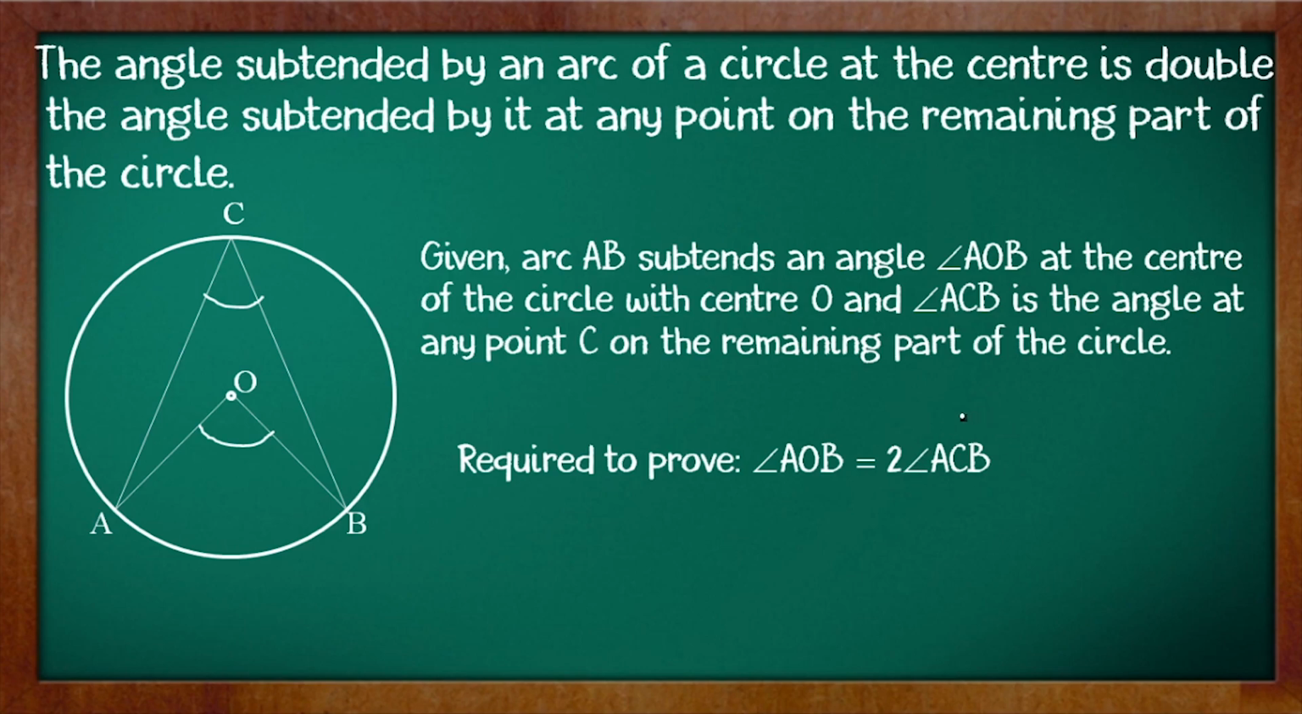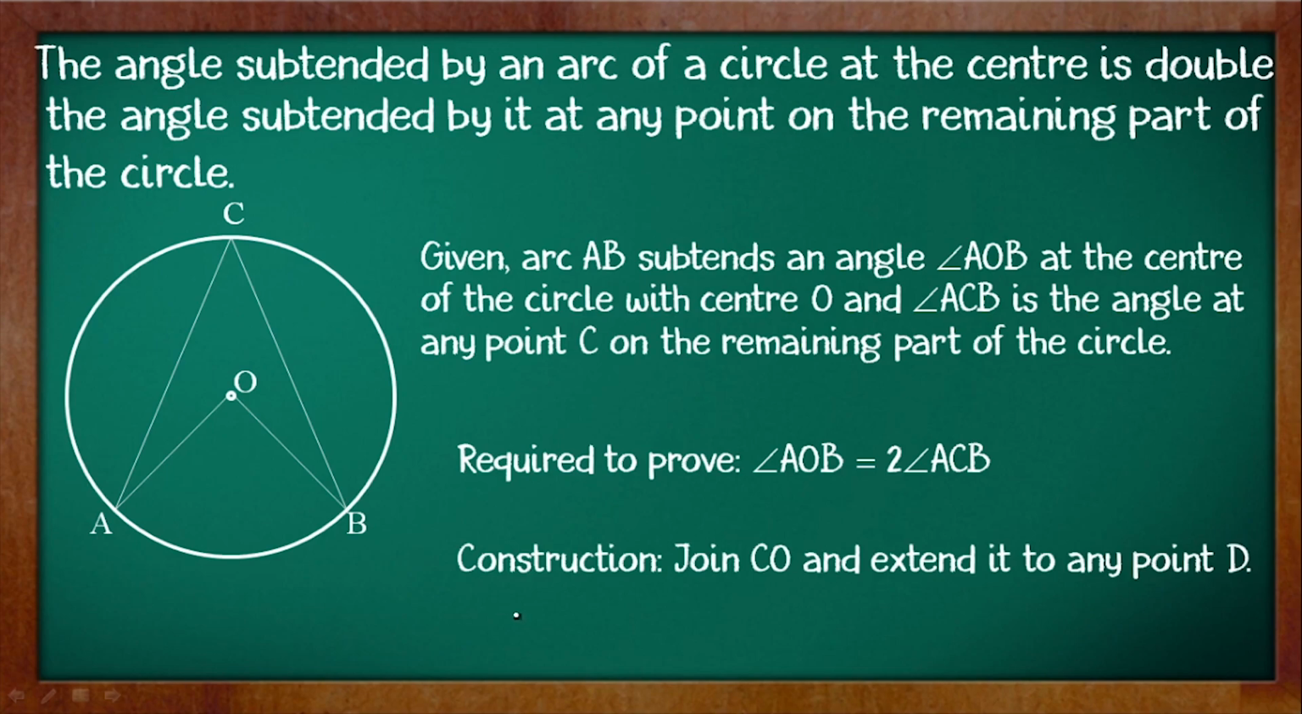Okay, so now to prove this, whatever is given is not sufficient. So what we will do is construct a line. So let's see the construction. In construction, we'll join CO and extend it to any point D. So we'll be joining these two points C and O, and we'll extend the line to some point D. So this is the line that we are drawing.